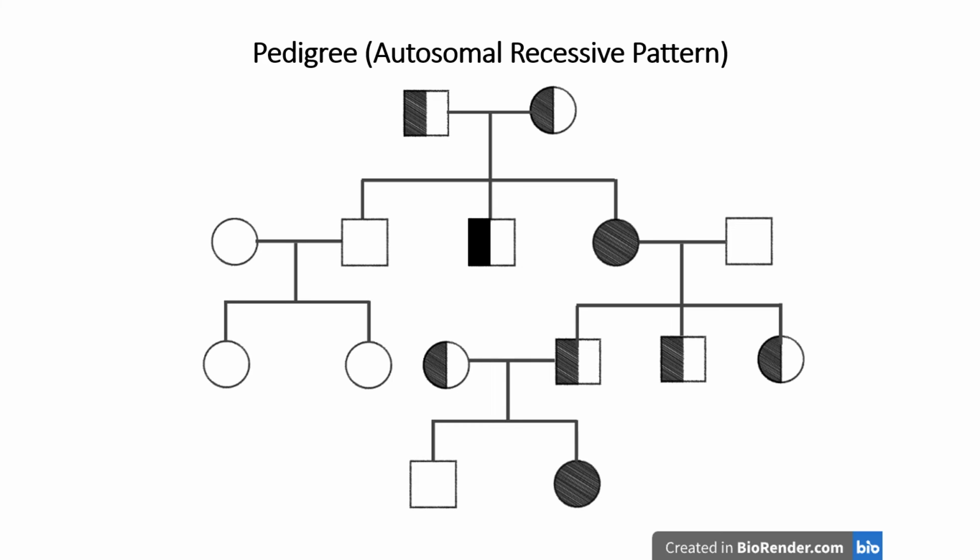So now I want to go into the pedigree of autosomal recessive patterns, and this is the order at which they follow. Two people with the recessive gene for the same disease can have children: 25% chance the child will be healthy, 50% chance the child will be a carrier, and 25% chance the child will have a disease.